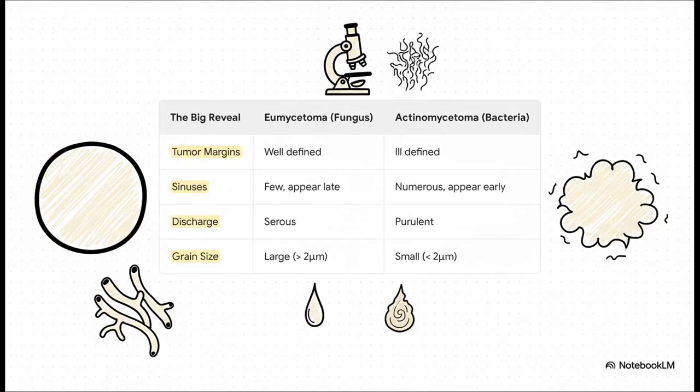So how in the world do we tell the true fungus from the bacterial imposter? Well, while there are some clues in how the lesion looks, the real smoking gun is under the microscope. We have to examine those grains from the discharge. Are the filaments thick and wide, over 2 micrometers? That's a true fungus. Are they incredibly thin, less than 2 micrometers? That's the bacterial mimic. That tiny measurement is the critical difference that leads to a completely different treatment plan.